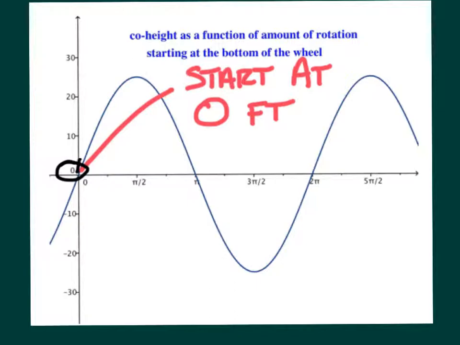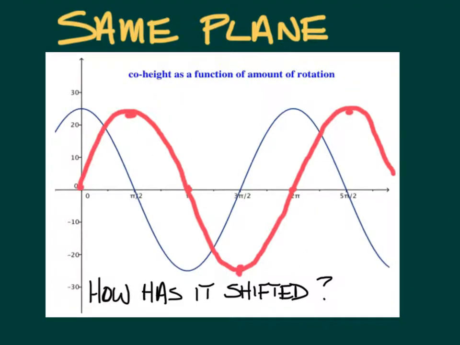So we're going to go this way, and then up to the 3 o'clock position, you're at 25 feet. At the top of the Ferris wheel, you're at 0 again because you're on the y-axis. And then back around, we have a negative 25 feet, and then back to 0 again. Here are both graphs together on the same plane.